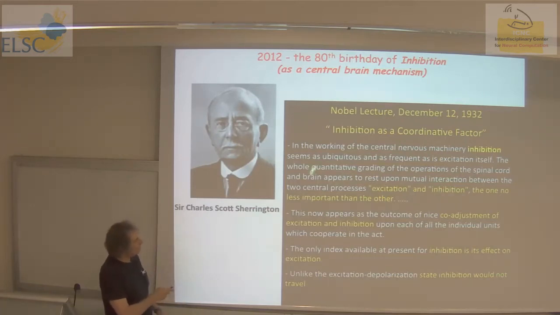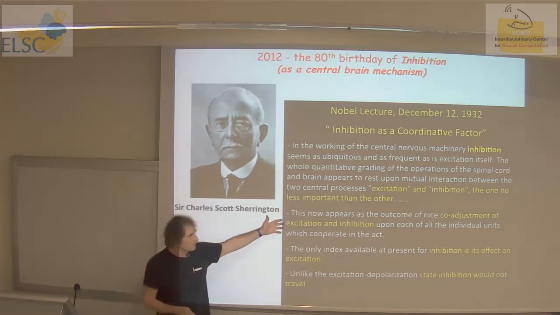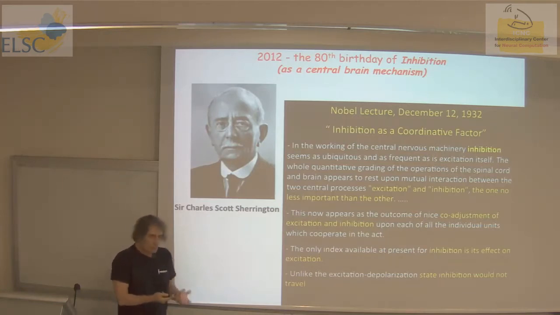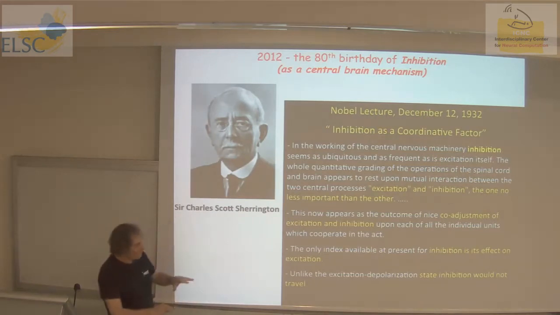Here he speaks about the balance between the two, and then he further said that the whole operation of the nervous system... It's amazing that 80 years ago it was not at all clear that there are these two major systems in the brain, inhibition versus excitation. He was basically the one who really put it on the table at the level of synapses. So he spoke about the co-adjustment of excitation and inhibition upon individual units. He speaks about muscle units, so the muscle unit should coordinate itself in order to function by having a balance or co-adjustment of excitation and inhibition.